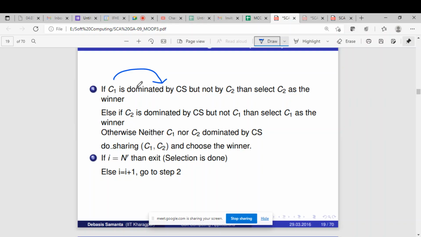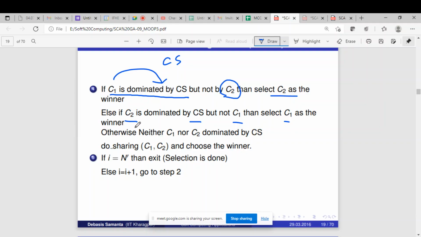If C1 is dominated by CS, who is dominating who? Be simple. Is CS dominating C1 or is C1 dominating CS? Yes, CS is dominating C1. In that case, we say C2 is the winner. Else, if C2 is dominated by CS but not by C1, then we say C1 is the winner.